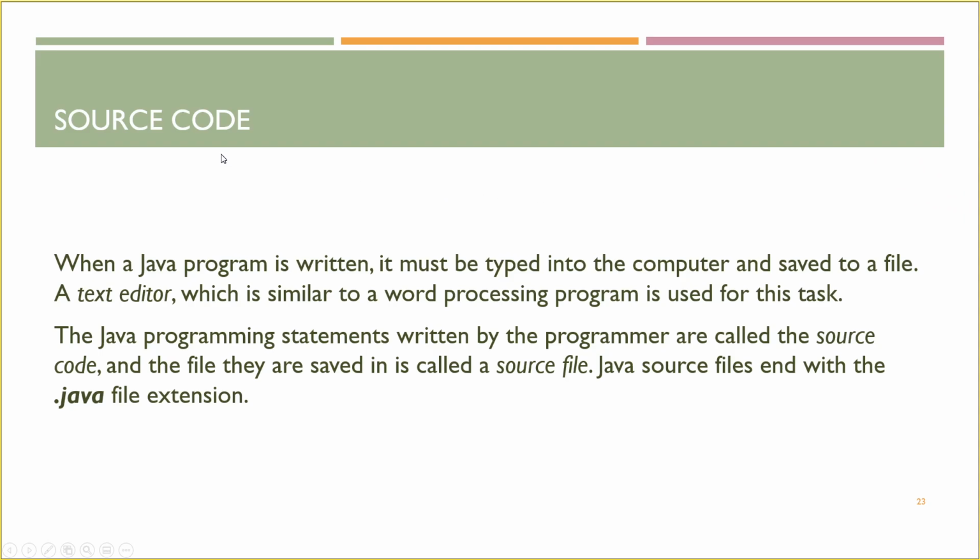So we've talked about programs, we've talked about statements and variables. So what is source code? Source code is just the file that our programming statements are saved in. So a source code is my file on my computer. Our Java source code files will always have .java as the file extension. So instead of program.txt, it would be program.java. And that's lowercase java.